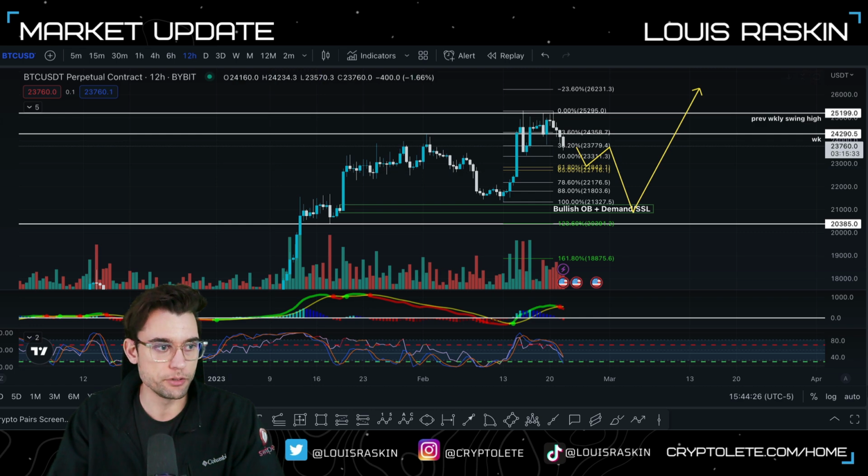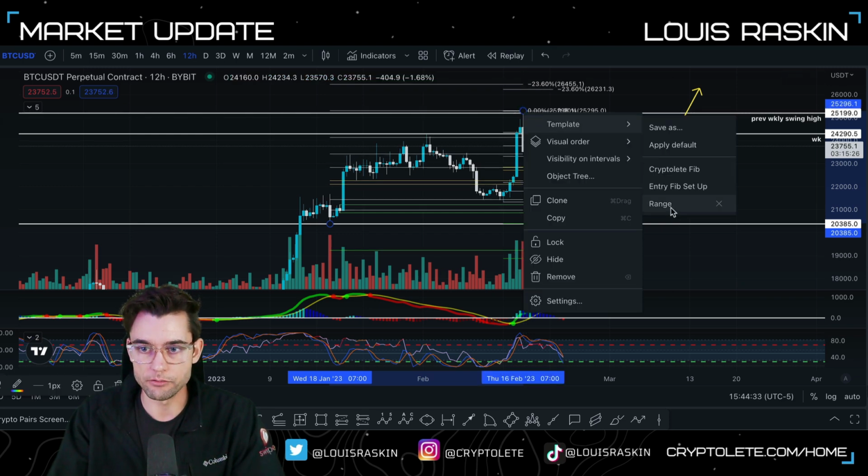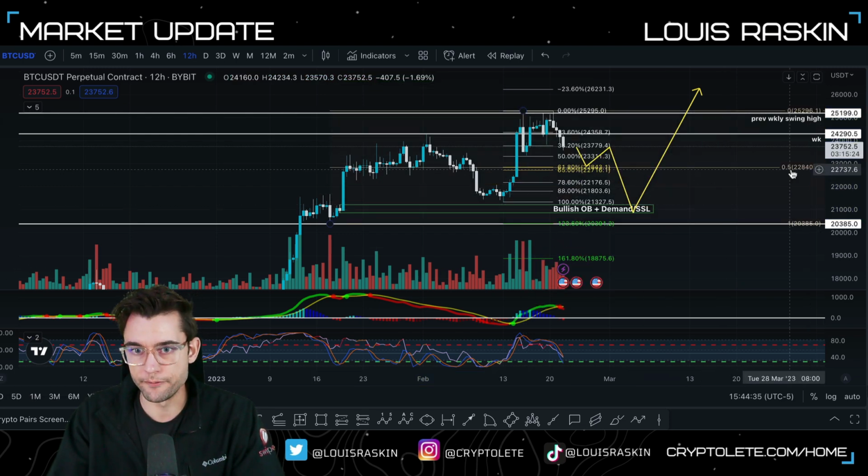And you could also do this. You could also say that this is a range right here. We have the swing low right there. We have the highs right there. Make this a range. Where are we at? We have the 50 line.